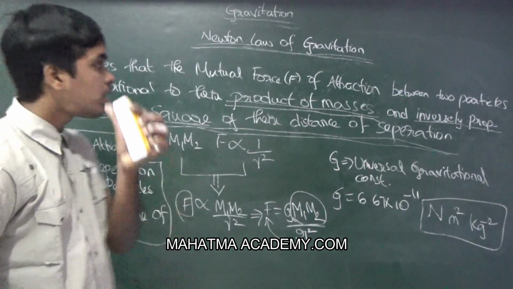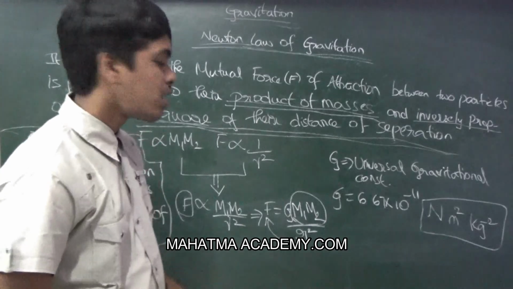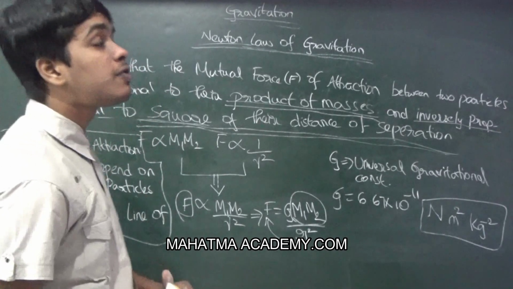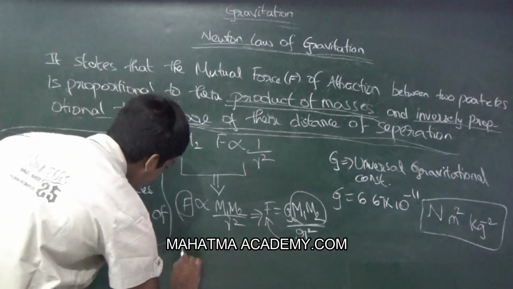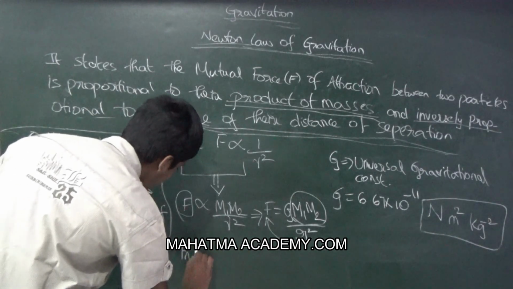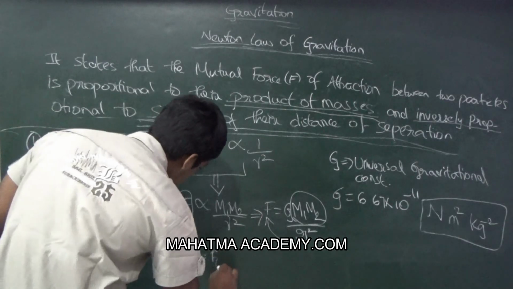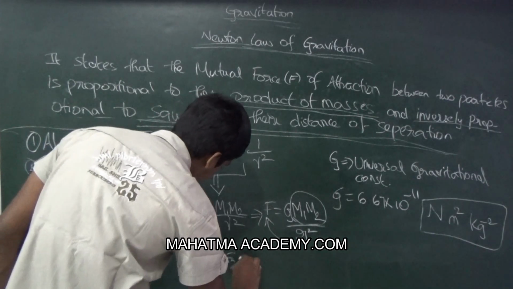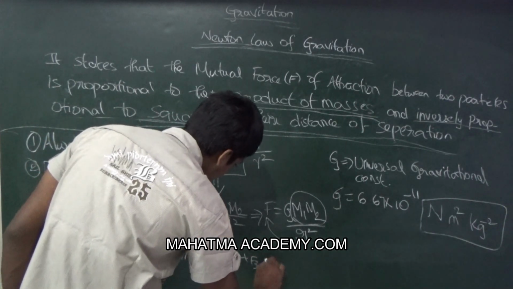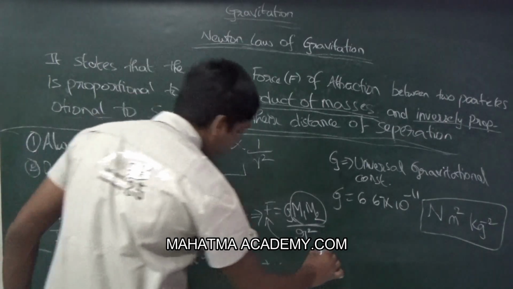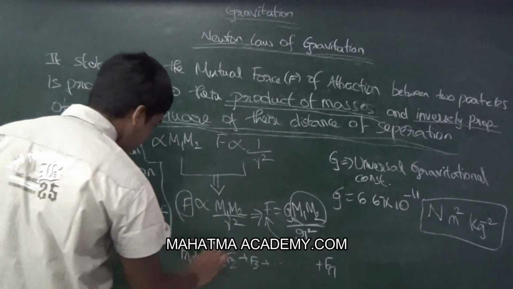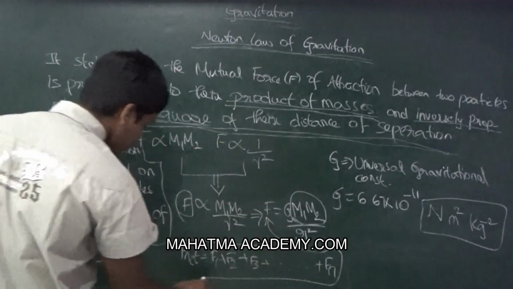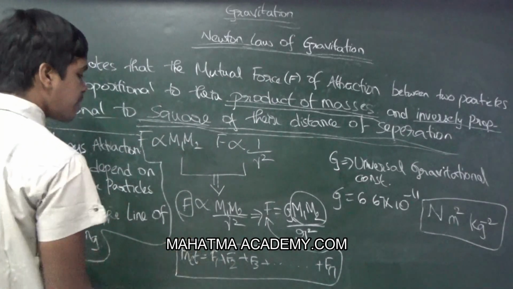Okay, we have completed Newton's law of gravitation. Next, what happens for the superimposition? There is a simple trick. That is, F net is equal to F1 plus F2 plus F3 and so on plus Fn. This is a simple trick.